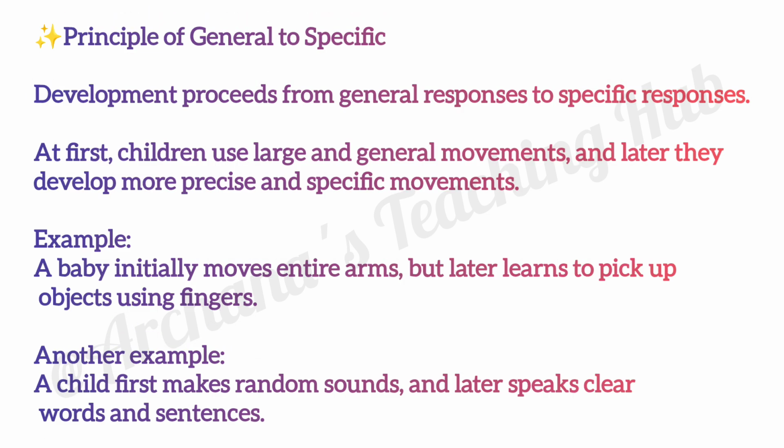Principle of general to specific. Development proceeds from general responses to specific responses. At first, children use large and general movements, and later they develop more precise and specific movements. For example, a baby initially moves entire arms but later learns to pick up objects using fingers. Another example, a child first makes random sounds and later speaks clear words and sentences.